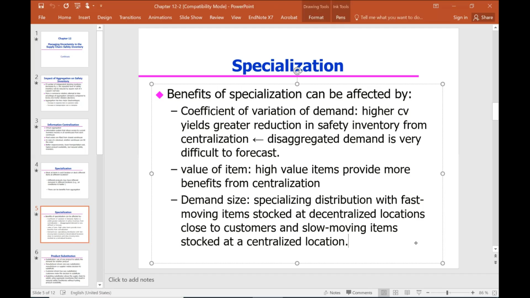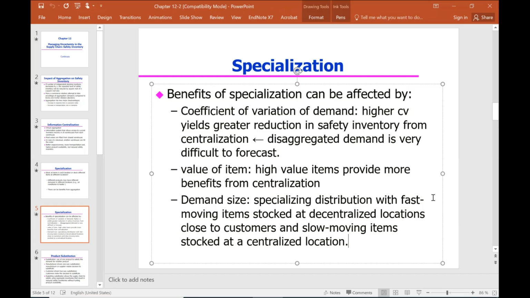So basically it depends on the demand size. You might selectively choose to put the product in different locations. For example, if you have a huge-demand product that is fast moving, then probably it is a good idea to have a decentralized location close to the customer. Why? Because you need to provide those products fast.